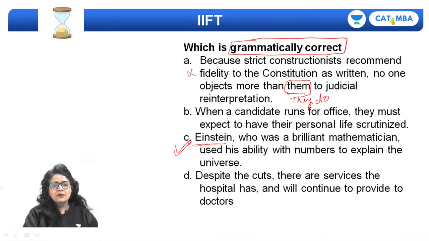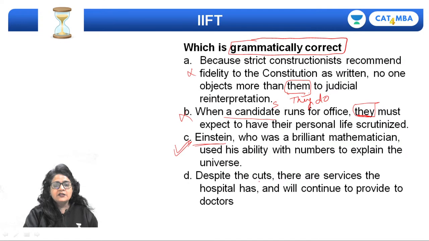B says when a candidate runs for office, they must. It's incorrect pronoun reference. When a candidate is singular, it should have a singular pronoun replacing a candidate. They is a plural pronoun, which should go with when candidates run. So that is why this is also incorrect.